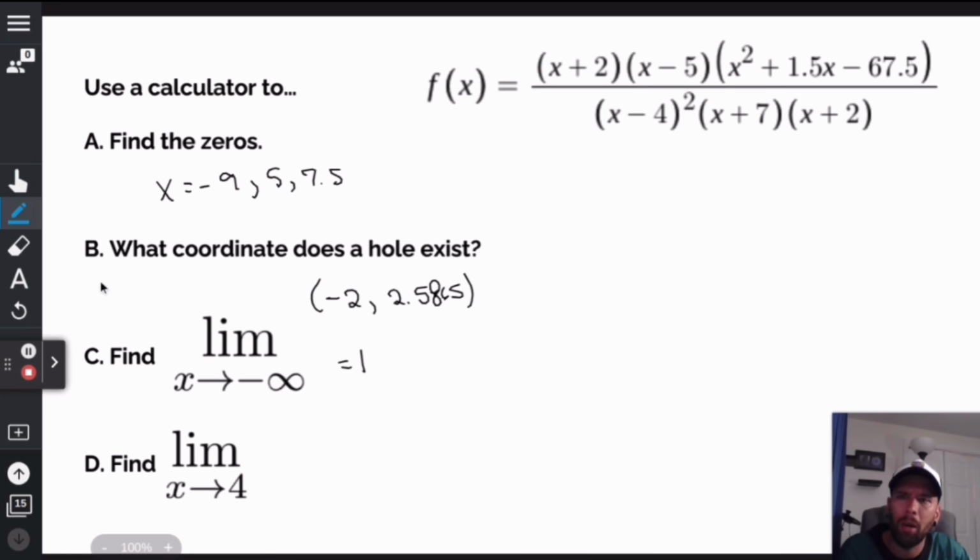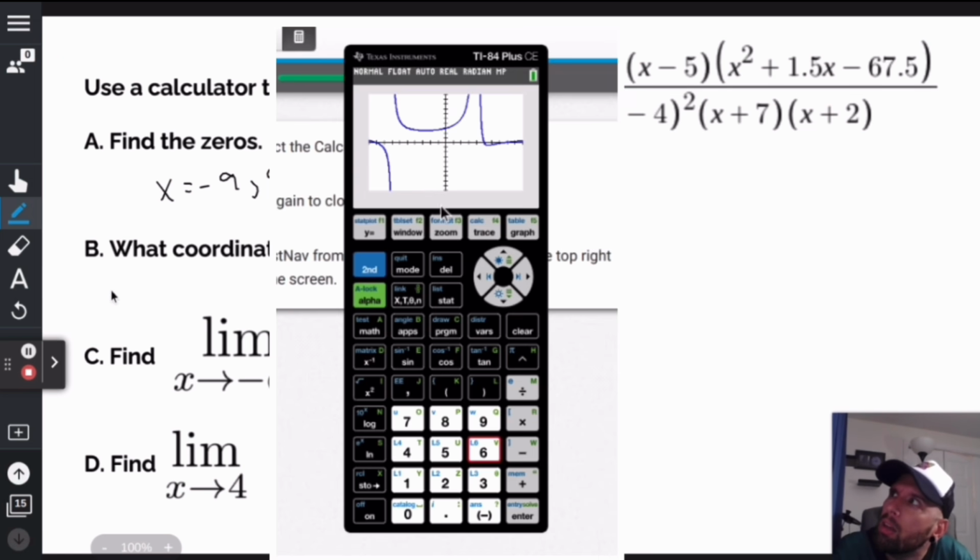And find the limit as x approaches 4. Well, that's a new problem. I wonder how we could use a calculator to do it. All right, last but not least, let's see what happens when my limit hits 4. Now, here's the problem. I can't plug in 4. Why? Well, x minus 4 lives in the denominator. And if you recall, there's a multiplicity of 2.